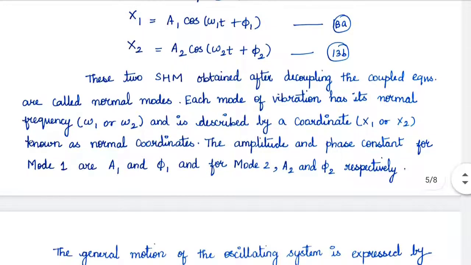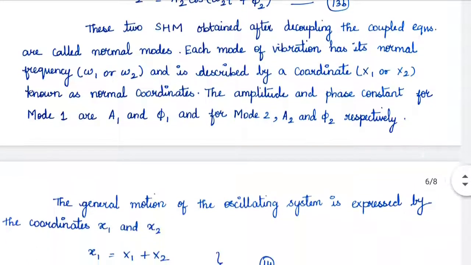And the amplitude and the phase constant for the first mode, which is represented by X1 is equal to A1 cos(omega 1 t plus phi 1), and for mode 2, A2 and phi 2 are the amplitude and the phase constant for the second mode.